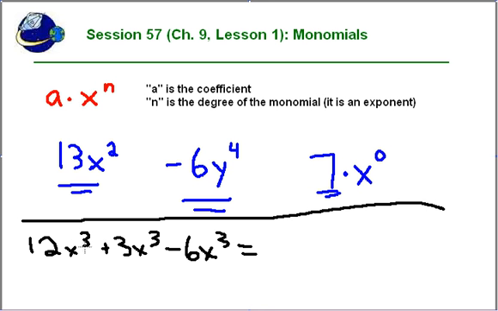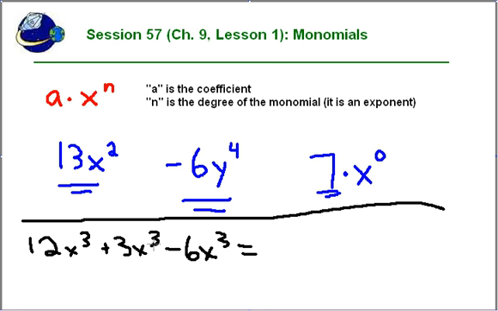So then, what is 12x to the third plus 3x to the third? Same degree, so we just take our coefficients and add them. 12 plus 3 would be 15. So then, 12x to the third plus 3x to the third is 15x to the third. Now, take that 15x to the third and subtract from it 6x to the third.